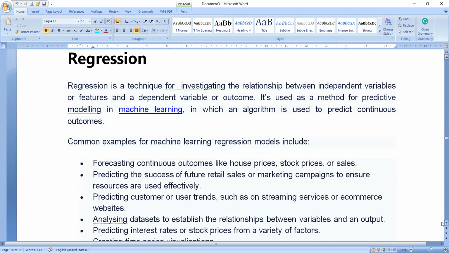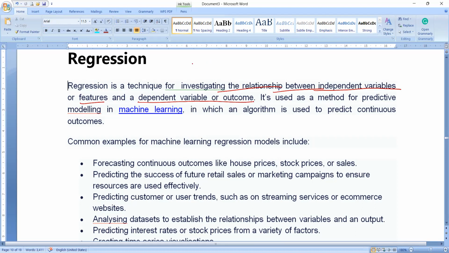Now, regression. Regression is a technique for investigating the relationship between independent variables, or features, and a dependent variable, or outcome. It is used as a method for predictive modeling in machine learning, in which algorithms are used to predict continuous outcomes. See, there is a relationship between independent variables and the dependent variable. Regression is investigating the relationship between independent variables or features and the dependent variable or outcomes.